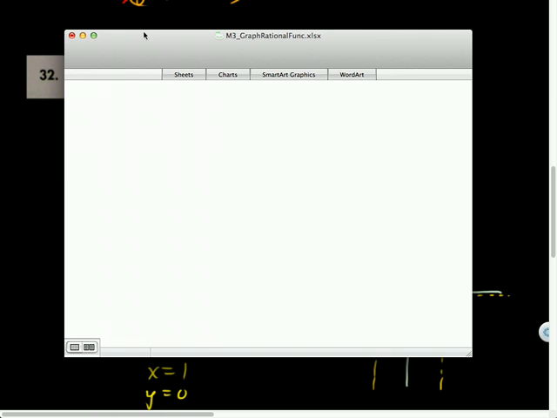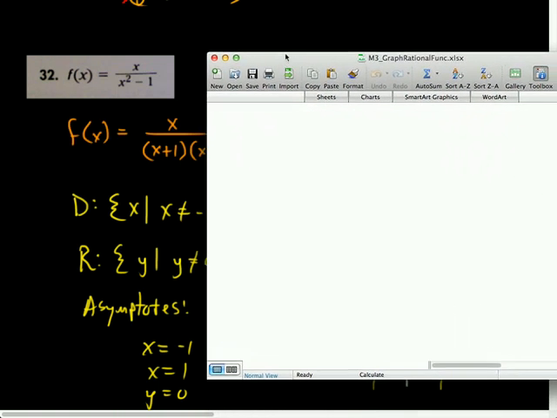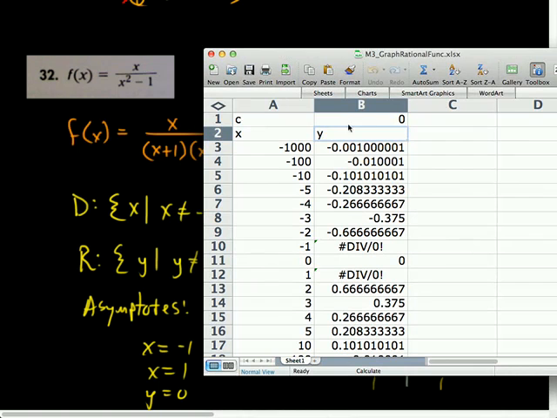Opening this up. And there we are. So let me define my y function. So it's x divided by x squared minus 1.